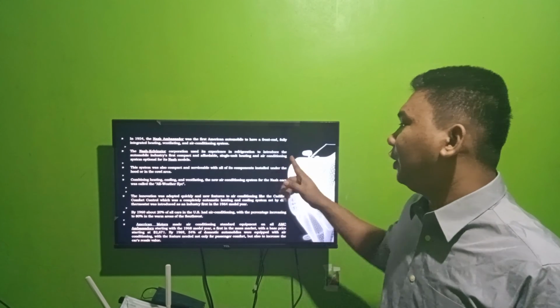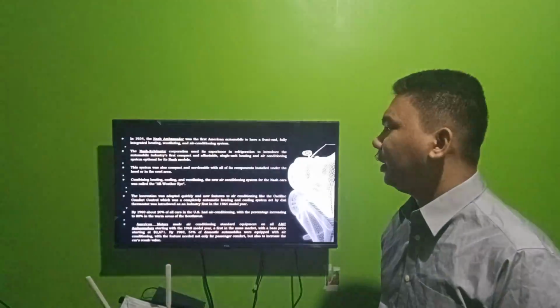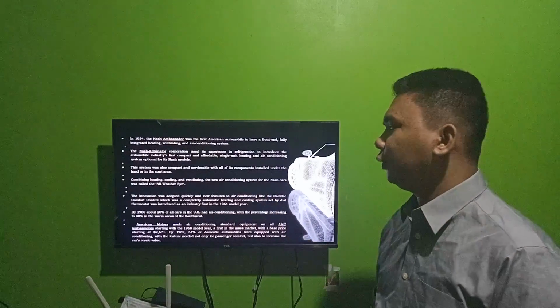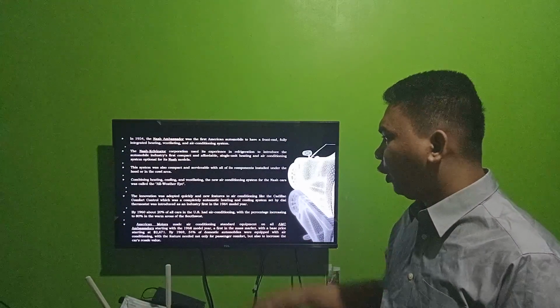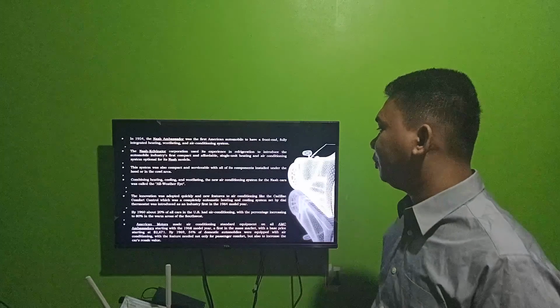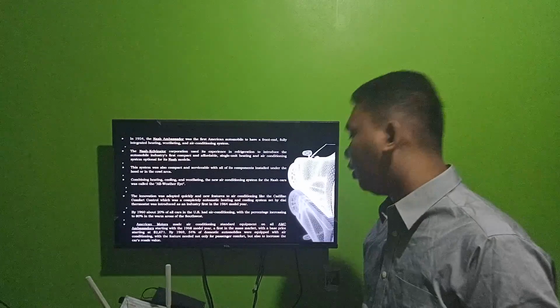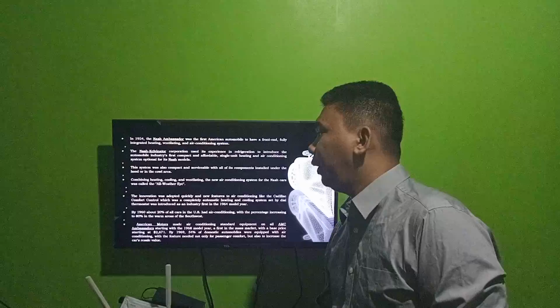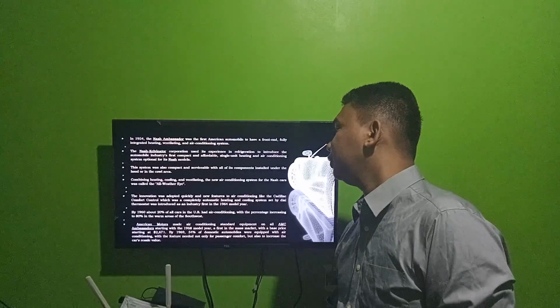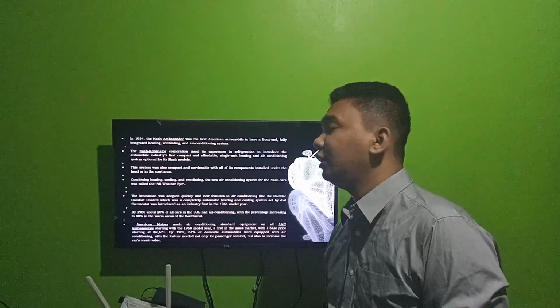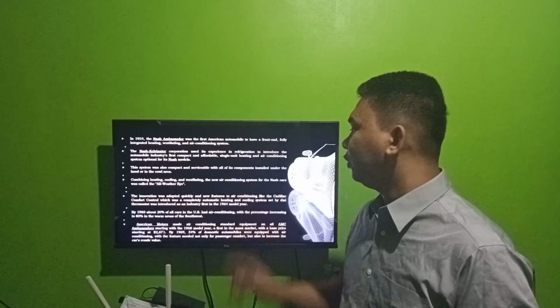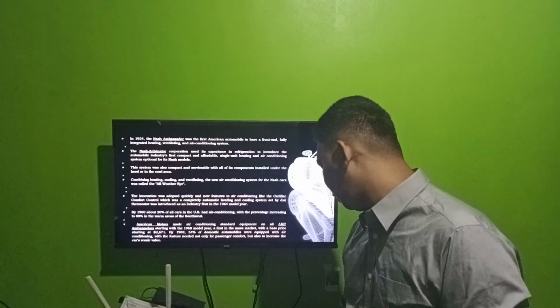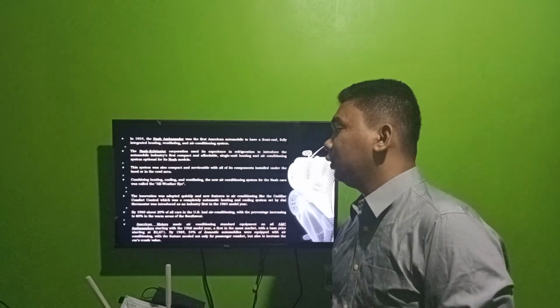Nagbigay sila ng affordable unit, optional for its Nash model. So compacted, the system was compatible with components installed under the hood or the cowl area. So combining heating, cooling, ventilated air conditions in the Nash car was called the all-weather eye. Yun yung tawag dati dun sa air conditioning system, all-weather eye. So take note of that.